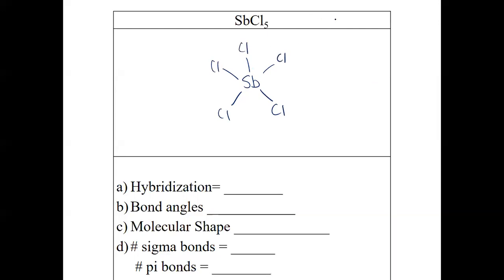And then so antimony has 5 valence electrons, and then we have 5 chlorine atoms that each have 7 valence electrons, so 5 and 35 gives us a total of 40. We have 10 electrons involved with the bonding, so that leaves us with 30. Each of these chlorine atoms is going to need 6, and 6 times 5 is 30. So your Lewis structure is going to look like this.